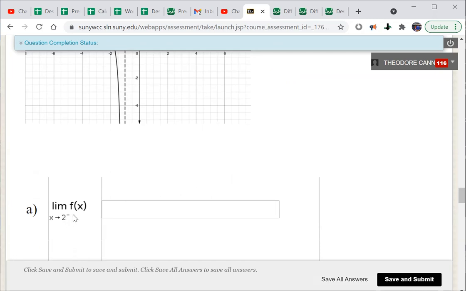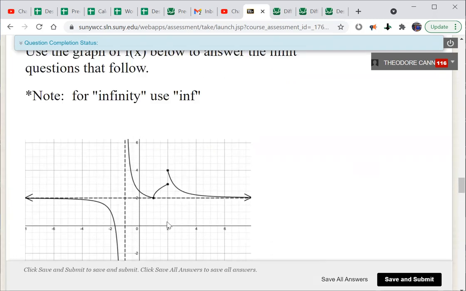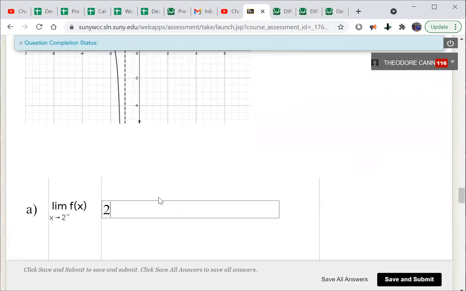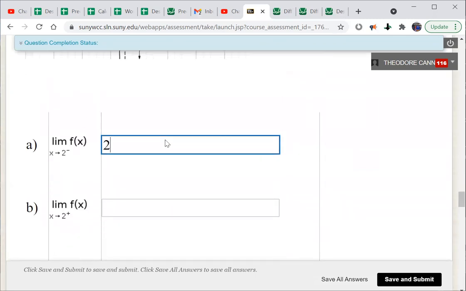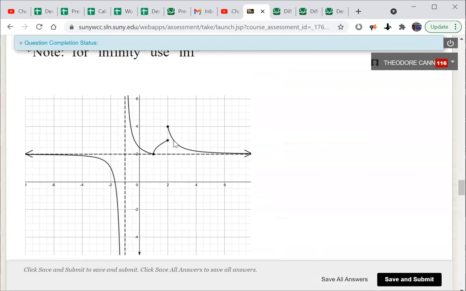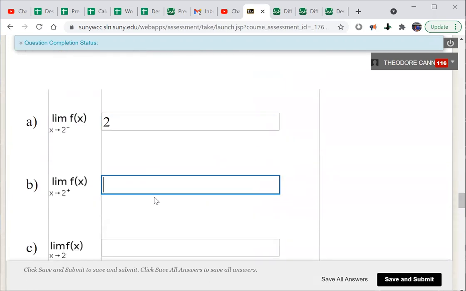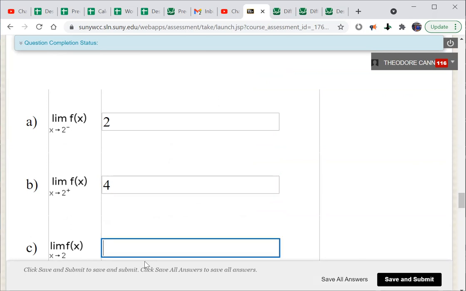So 2 from the left. Here's 2. From the left, we're approaching this location, which has a y value of 2. 2 from the right. Following the graph, we're approaching this location, which has a y value of 4. Since from the left and from the right do not agree, it's DNE.